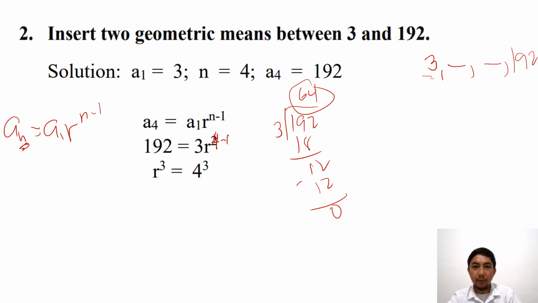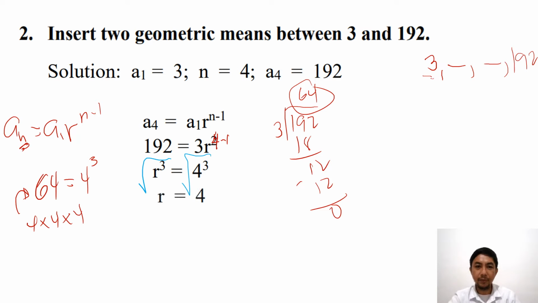But we know 64 is just equal to 4 cubed, because 4 times 4 times 4 will give us 64. So therefore, we are given r cubed equals 4 cubed, because 4 minus 1 is 3. And then after that, we take the cube root of both sides. So therefore, r equals 4. So the common ratio here is 4.